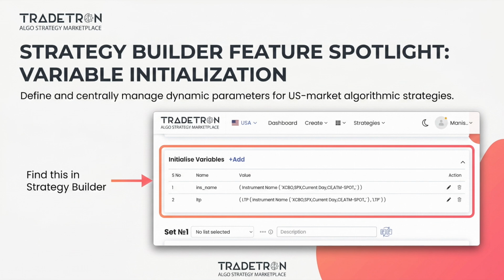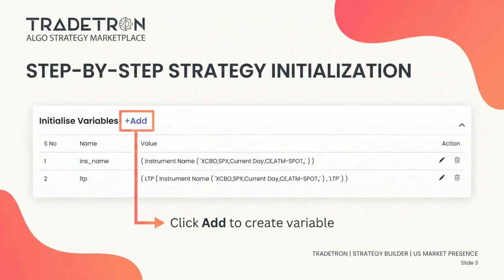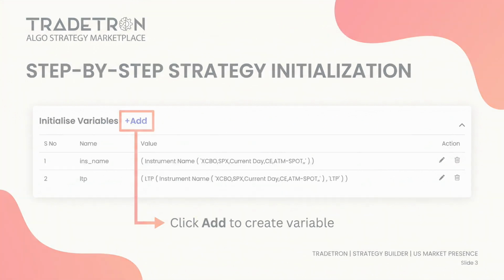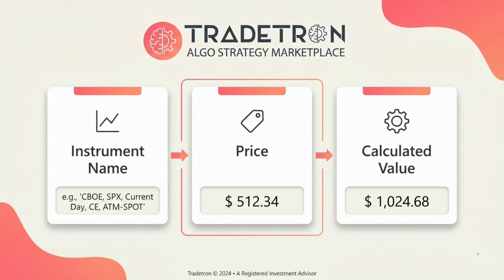Alright, so let's see how this works. Inside the Strategy Builder, you'll find a section called Initialize Variables. Click on Add, and this is where you can create variables to store different types of data. For example, you can store an instrument name, a price, or even some calculated value.